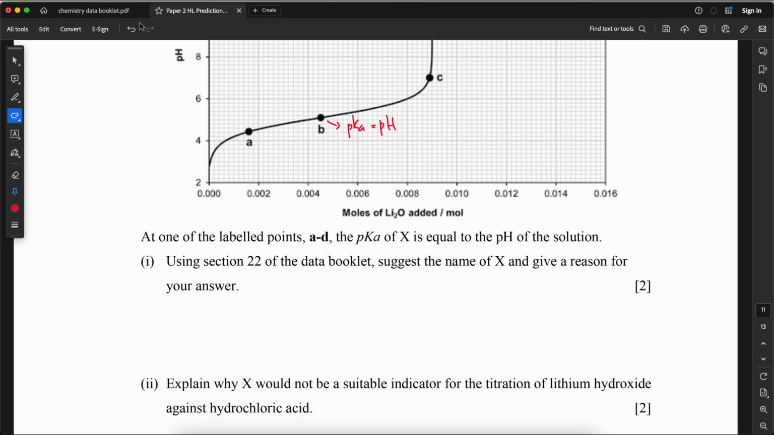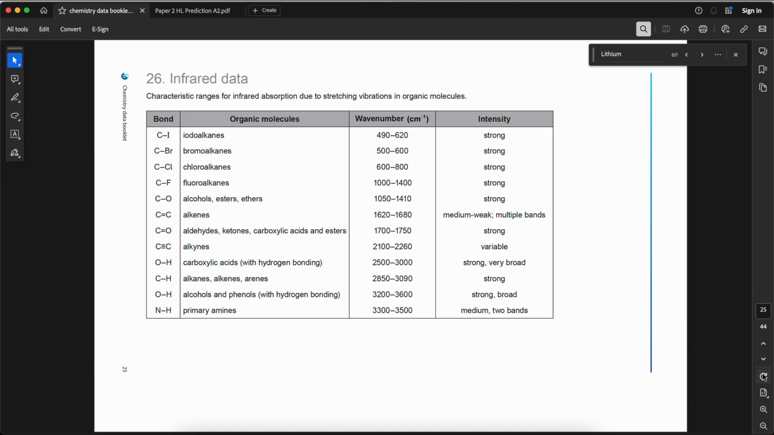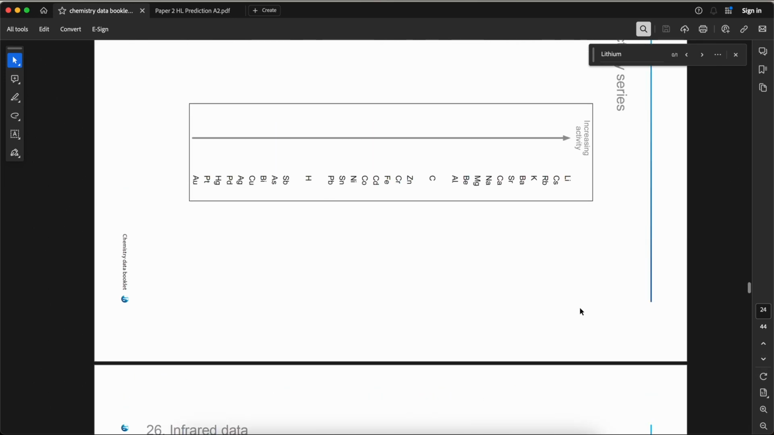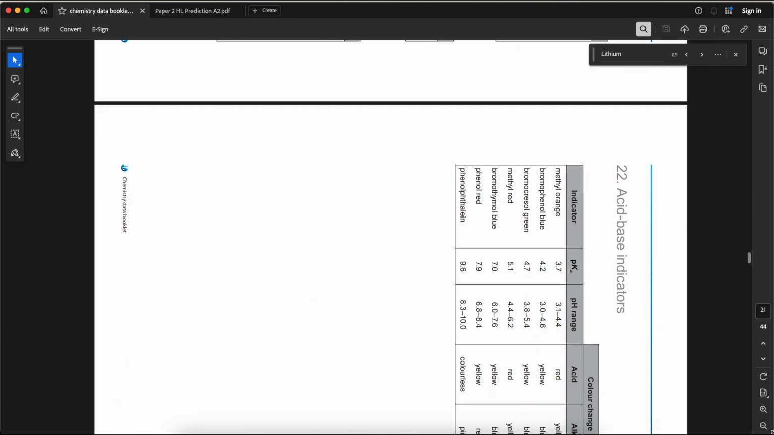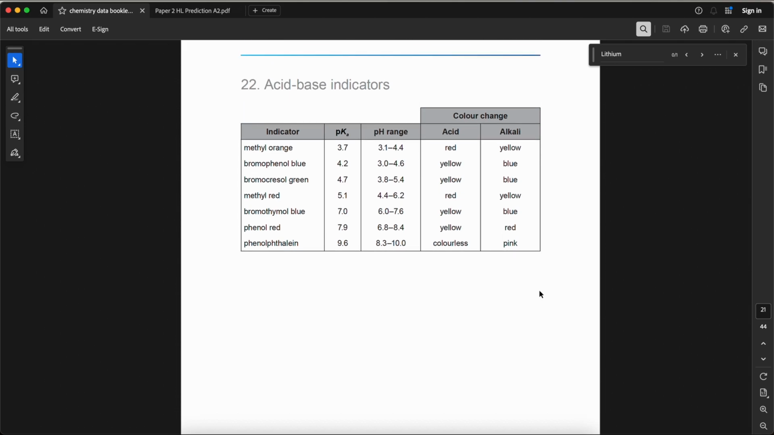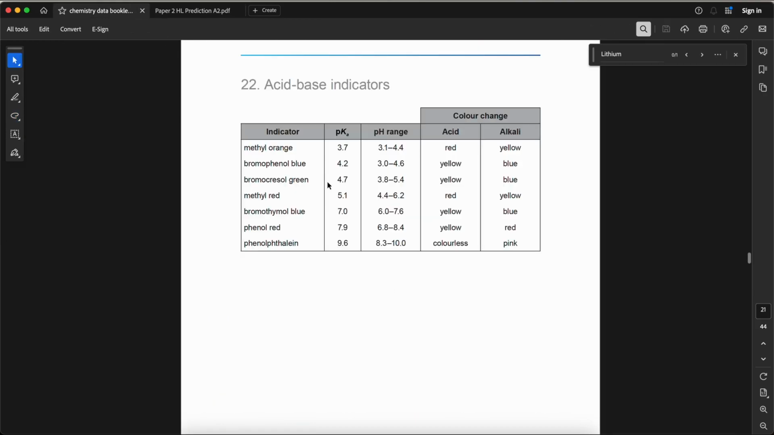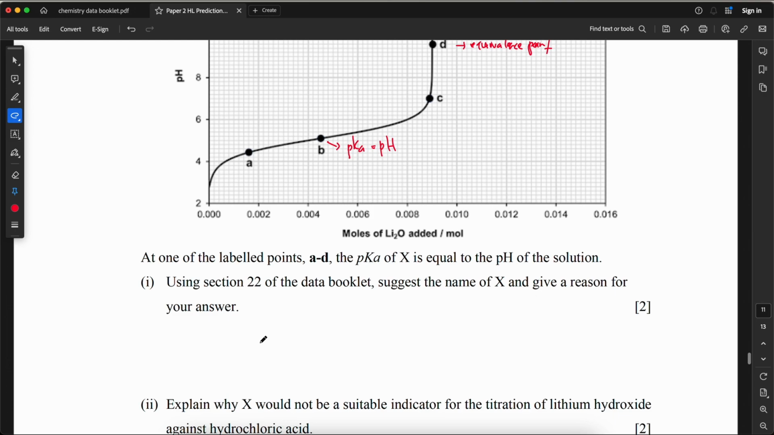So using section 22, that would be the indicator. So what indicator should be suitable for this titration? So the pH is around 5 point something. So the one that is suitable is methyl red. So methyl red as pKa equal to pH by point B.